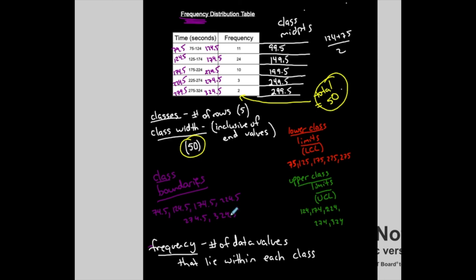So this is just the terminology. This is not creating the frequency table yet. This is just analyzing the table, and I'm able to ask a bunch of different questions based on this table. But analyzing the table and talking about the terminology regarding a frequency distribution table.